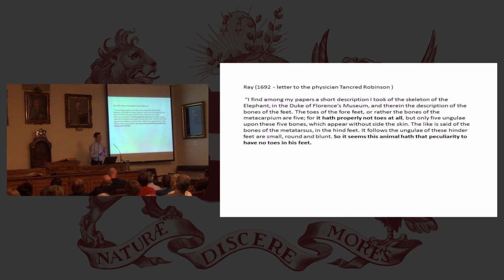Now, this is thanks to our collaborators Anna-Marie Roos and David Cram, who did a lot of this historical sleuthing, especially into the works of Ray and his contemporaries. They found a letter which Ray wrote in 1692 in which he made a few other comments about the elephant they saw in Florence. It hath properly no toes. This animal has the peculiarity of having no toes in its feet. Well, that seems a bit odd.